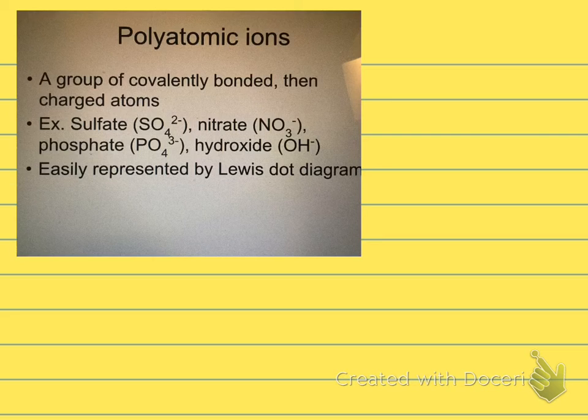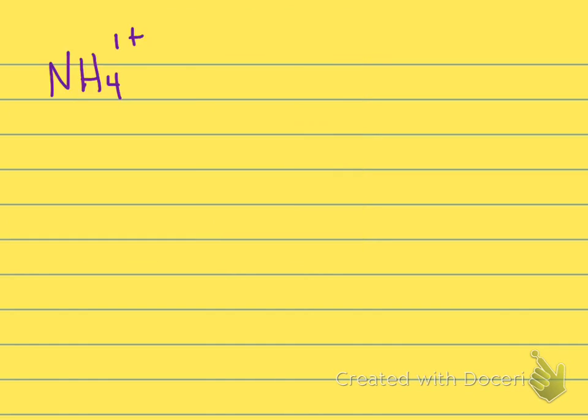There are things like sulfate and nitrate, phosphate and hydroxide ions. We're going to keep it simple for now, and we can represent these with a Lewis dot diagram. Let's start off with a very simple case, the ammonium ion. So the ammonium ion is a nitrogen atom that's bound to 4 hydrogen atoms, and the overall ion has a positive 1 charge.